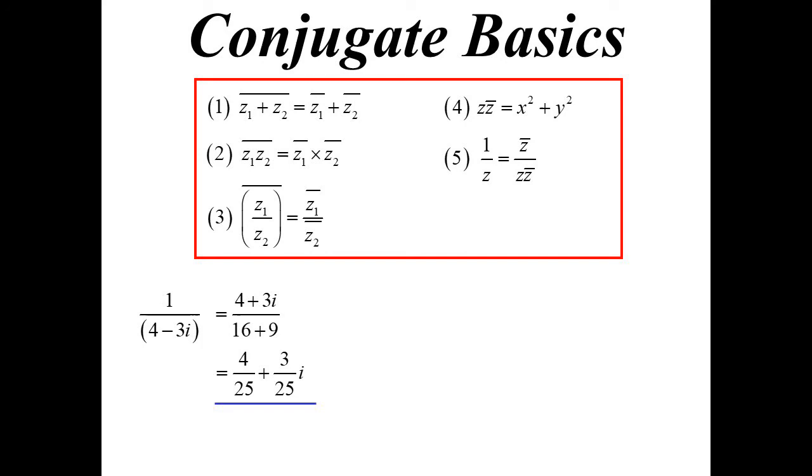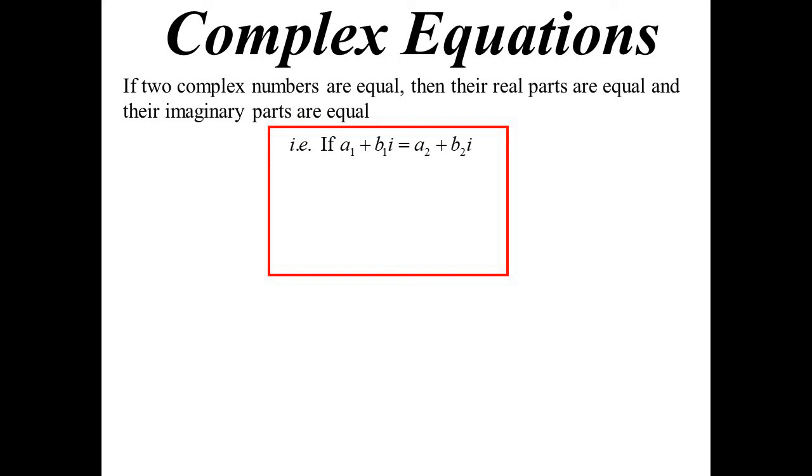All right. Now, equations involving complex numbers. If two complex numbers are equal, the real part equals the real part, the imaginary part equals the imaginary part. It goes back to what I was saying. There is no point of intersection of the two sets. So formally, if a1 plus b1i is equal to a2 plus b2i, then the only possibility is that a1 equals a2 and b1 equals b2.